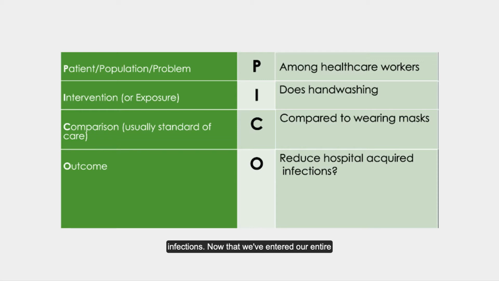Now that we've entered our entire question into the PICO format, we will be able to perform 4 separate searches. One for the P, one for the I, one for the C, and one for the O. Each of these individual searches will find a lot of results, but when we combine them, we will be able to find literature that includes all 4 of these elements.